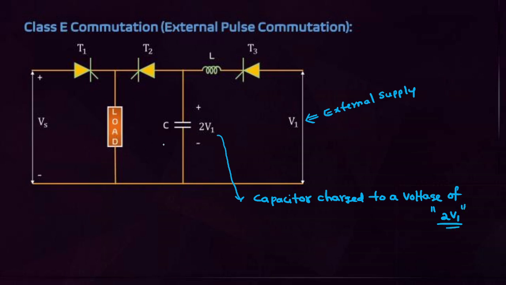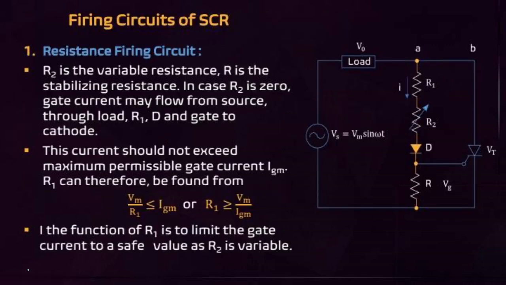But one of the main drawbacks of this commutation is that to turn off one thyristor, extra we are using 2 thyristors, one extra supply. It is costly, no? Just to turn off one thyristor, 2 thyristors, one capacitor, and an extra supply are used. That is the class C commutation or external pulse. These are the different commutation methods with respect to thyristor.